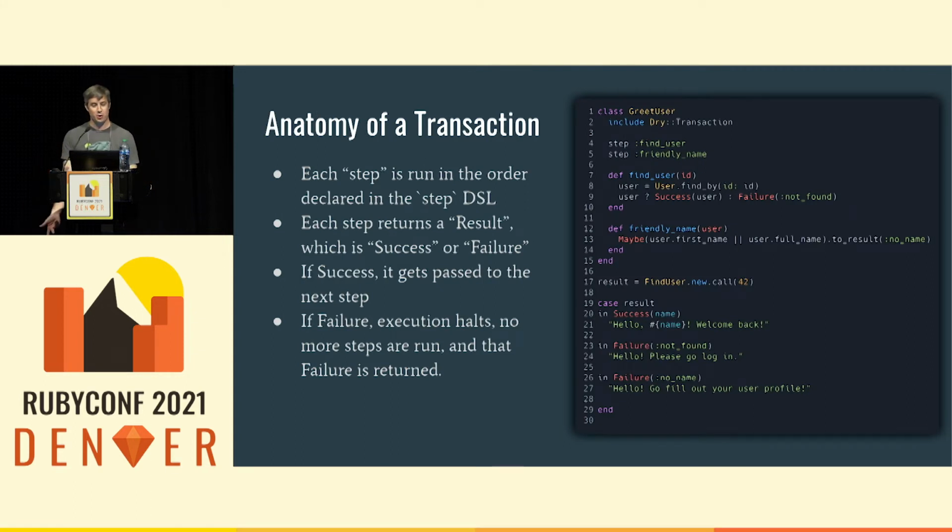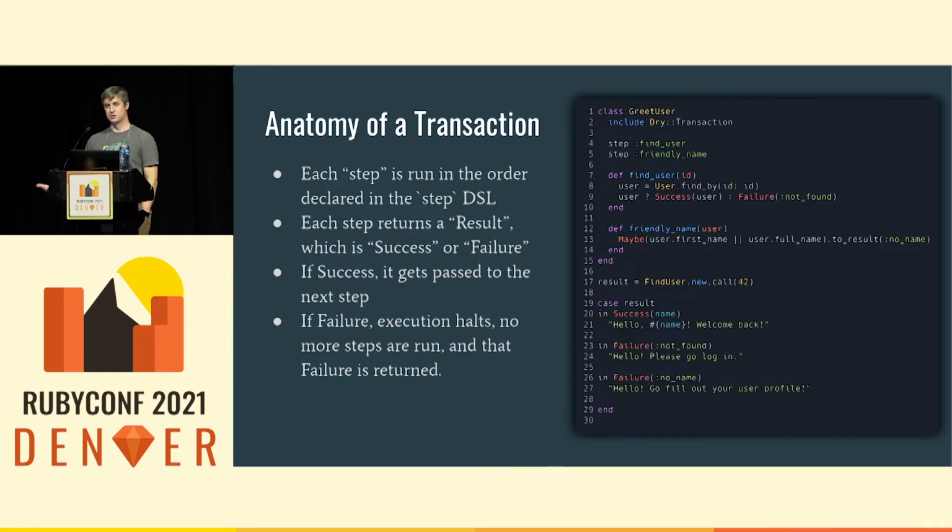And so to explore what a transaction is, let's start with a really simple one. It'll figure out what name we should use for a user given an ID. It has two simple steps. The first looks up the user in a database or something, and the second figures out a friendly name to call them based on the attributes of the user we found. Each step gets called in the order it's declared in the step DSL at the top of the class, and each step is expected to return a result. If it's a success, it gets passed to the next step. If a particular step returns a failure, the transaction halts there, and that failure is returned.